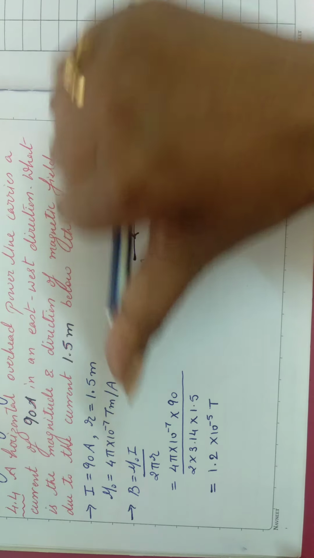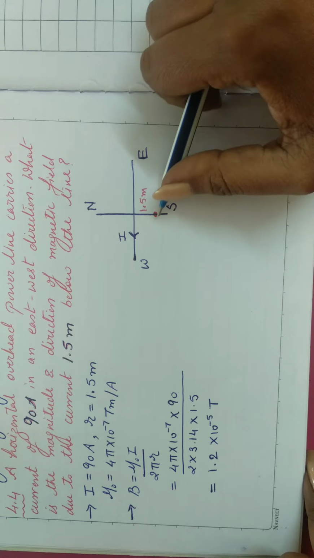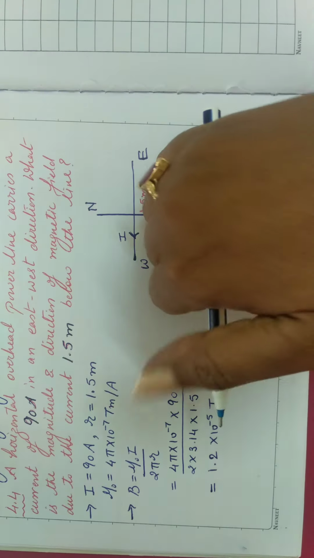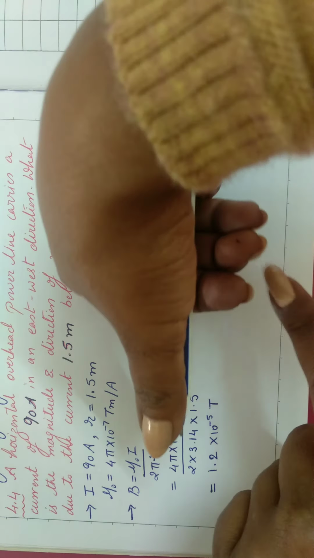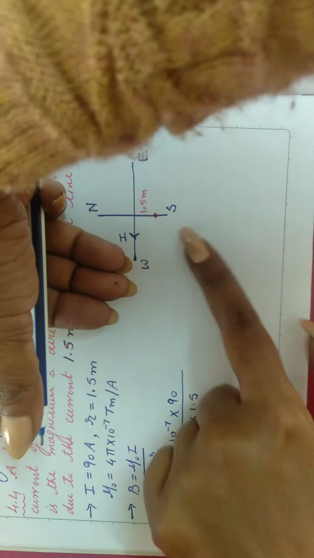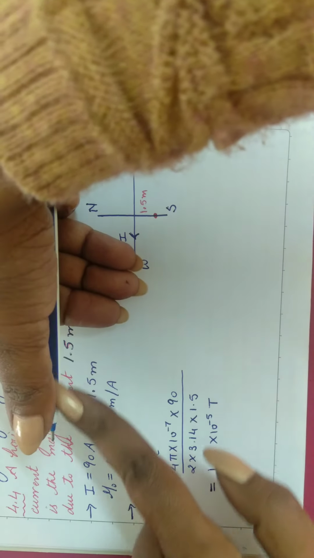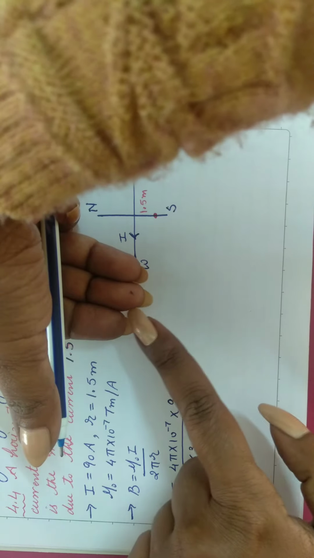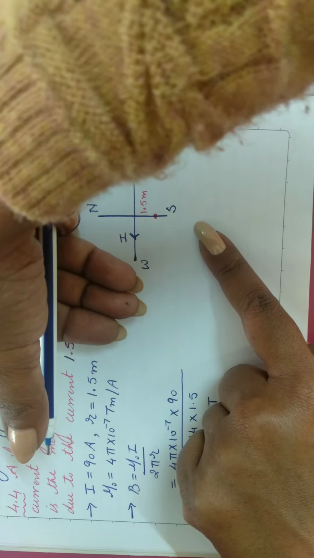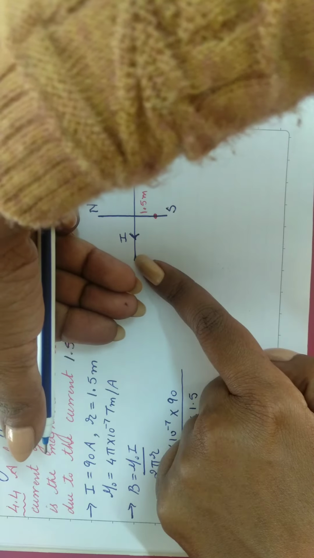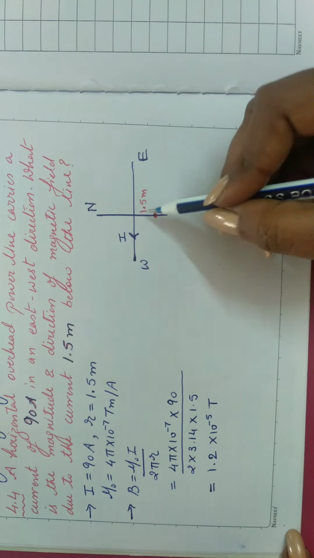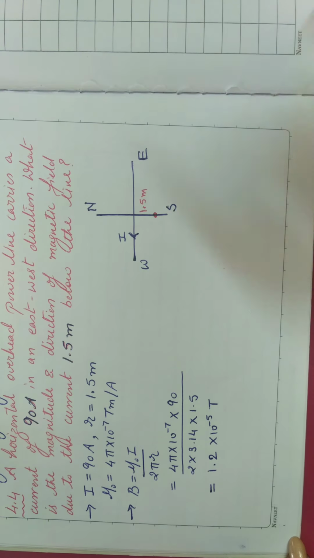I have to calculate the direction of magnetic field just below the wire. So here, if we have the wire, then below the wire, you can see my fingers here, they are moving towards south direction. See, below the wire. So this is the wire and below the wire here, the fingers are along south direction. So I can say the direction of magnetic field below the wire is towards south at a point which is 1.5 meter away from the current carrying wire.